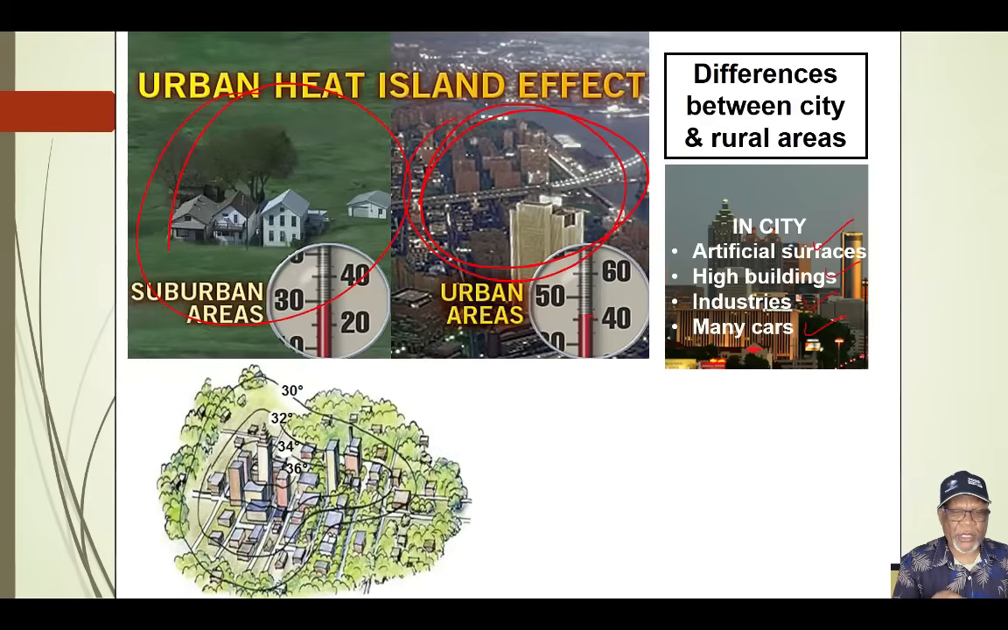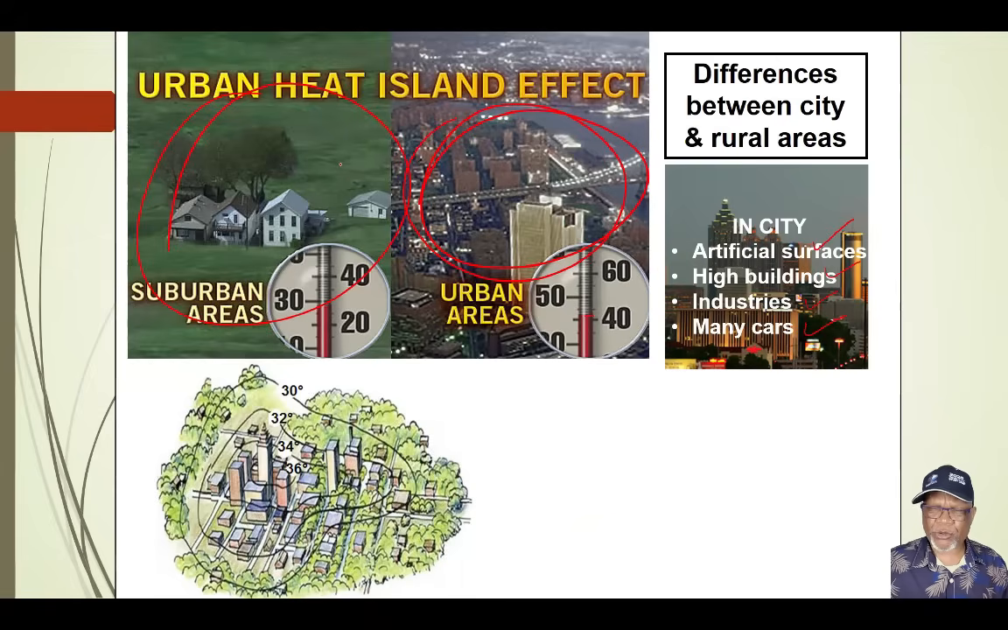Now when you're looking at the rural areas, you can see we have natural surfaces and low building density. We don't have a lot of buildings here, and therefore the heat is escaping easily. We have vegetation that is not creating a lot of heat, and natural surfaces don't absorb a lot of heat.